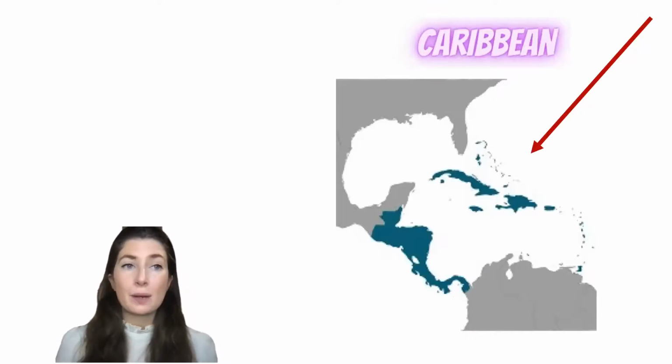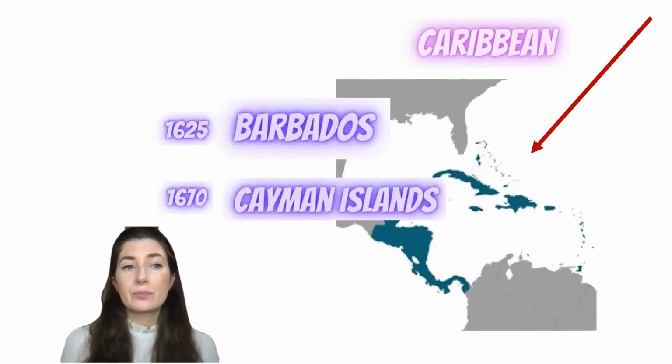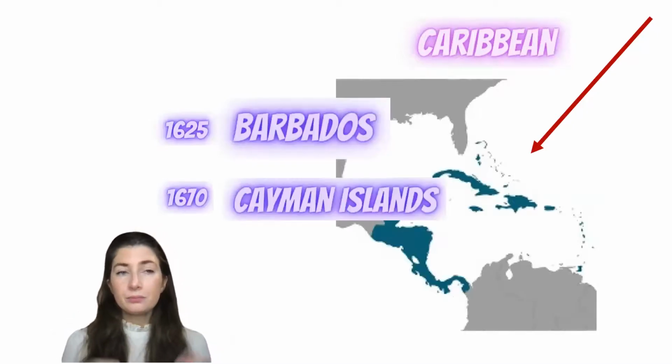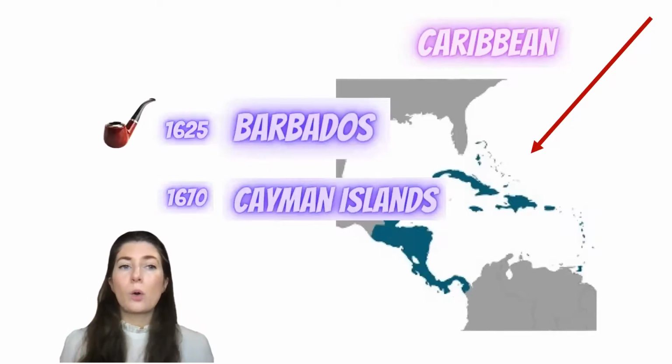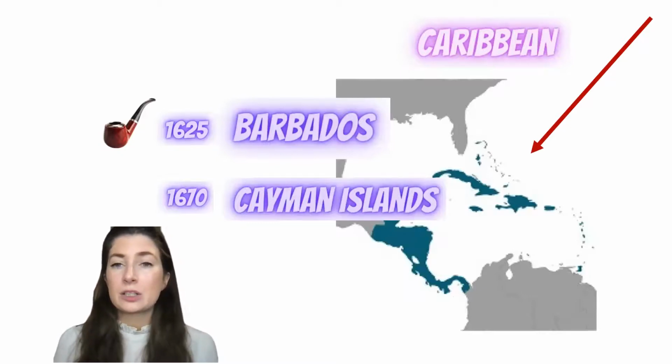Now, this was less about colonies and more focused on plantations. So the first British businessmen set up plantations in the West Indies, in islands such as Barbados and the Cayman Islands. Now, Barbados was acquired by the British in 1625, and it became an island for tobacco plantations.